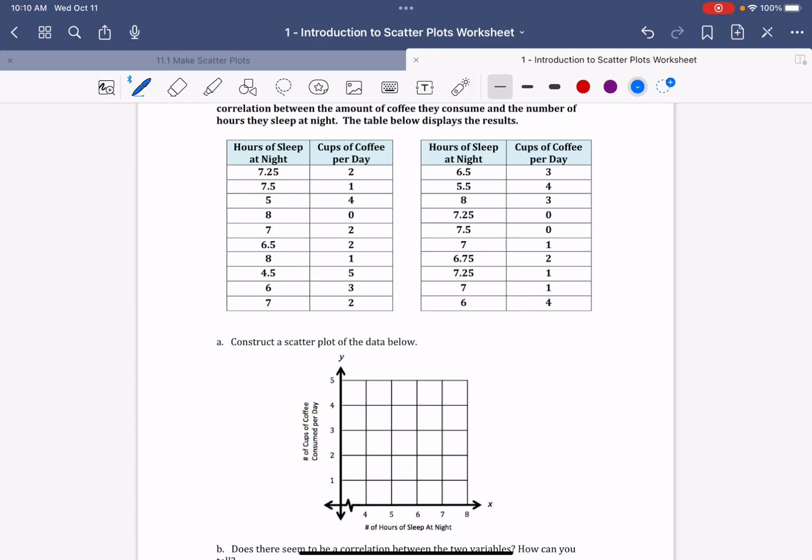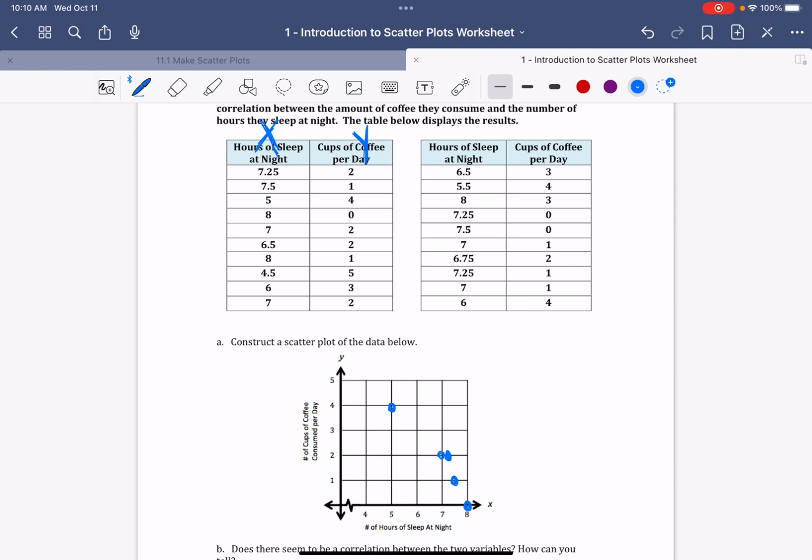So I'm going to go ahead and do that. I'm not going to talk during it. So the first column is the hours of sleep. That's your X. And then the cups of coffee is the Y. For example, the first one, I'm going to go a little bit past 7.25 and then up to 2 and put a dot. Okay, 7.5, I'm going to estimate where that is, go up to 1 and put a dot. Okay, and I'm going to keep going on that until I get all of these dots on here.